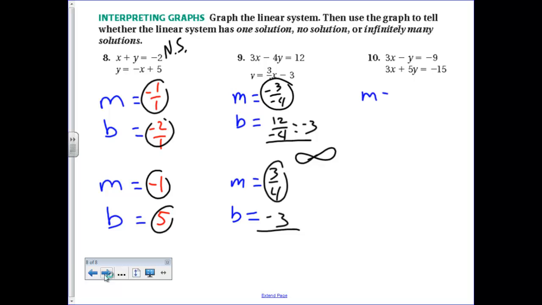And the last one, so the slope of the first one is going to be negative 3 over negative 1. The slope of the second one is going to be negative 3 over 5. And I actually can stop right there because my slopes are not the same. As soon as my slopes are not the same, then I know that I have only one solution.